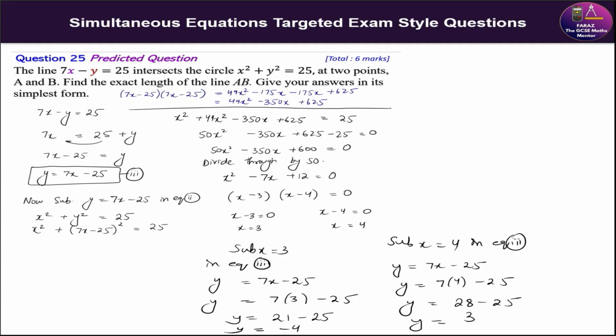So now the last step is to find the length of AB. So we have to use the distance formula. So you have the coordinates actually.